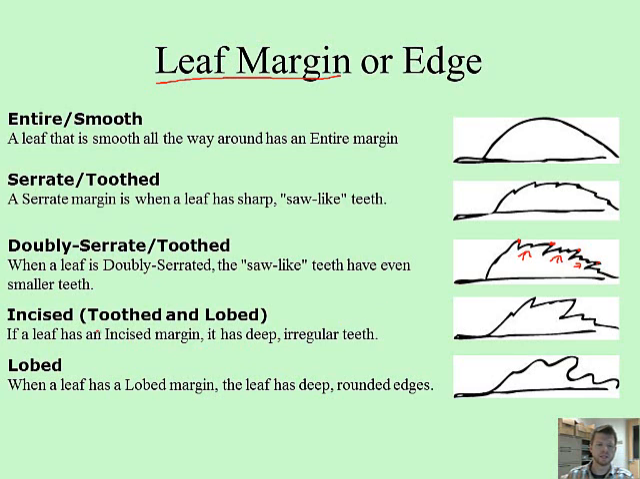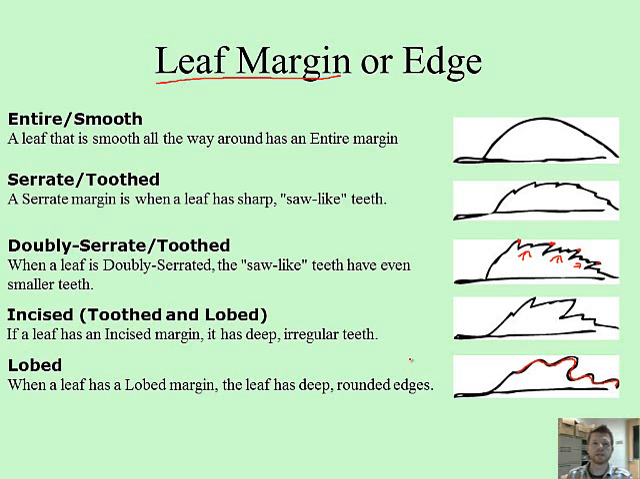Next one here is incised, or sometimes referred to as toothed and lobed. So this has large incised margins. It has deep irregular teeth. So you can see it's kind of some irregular shapes, and there's different types of incised, but we'll just focus on that particular term today. And then our final one is lobed. I think of earlobes on this one because they're kind of rounded, and you can see the rounded edges right along here. Many of our oak tree species are going to have lobed margins.